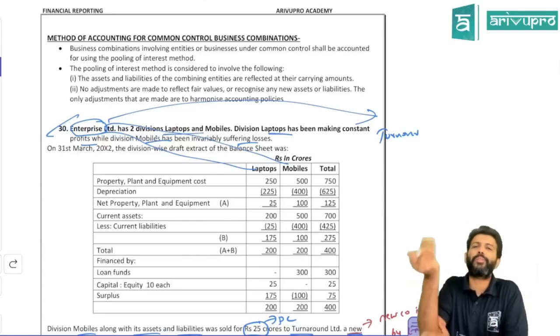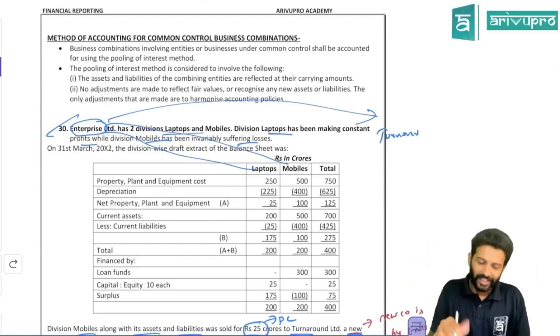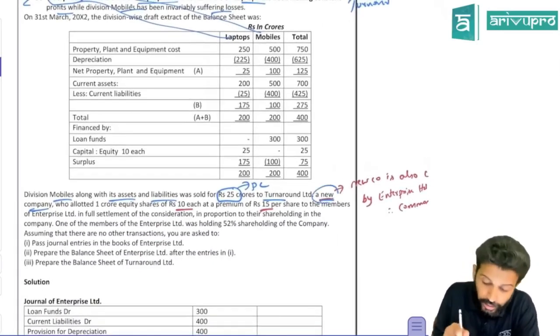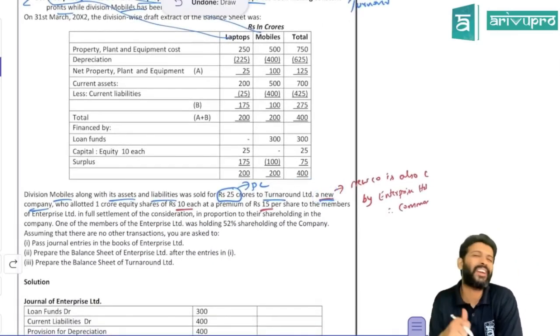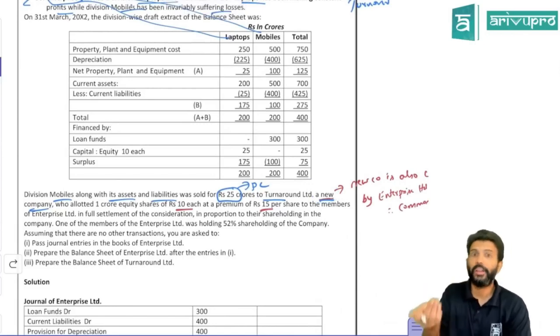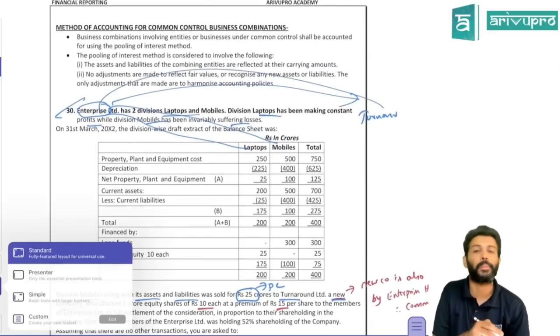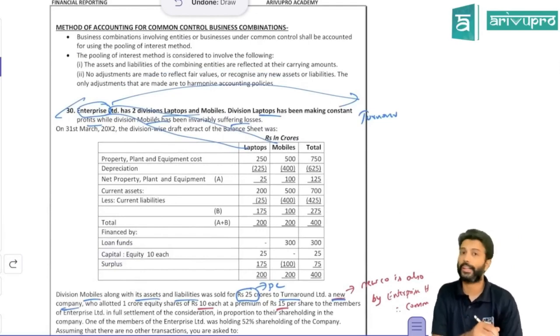It's only in the name of Turnaround, that's all it is. So hence this is the division sale and it's a common control transaction. If it was not a new company, then it would not be a common control transaction. Or they would have to issue enough shares that Enterprise is still able to control Turnaround Limited. They have to structure the instrument like that.